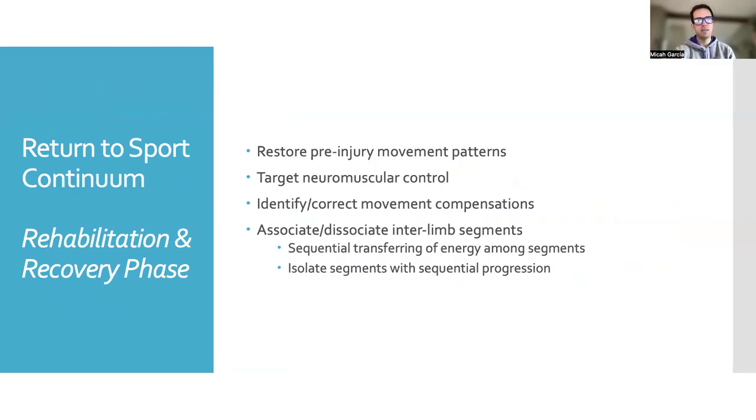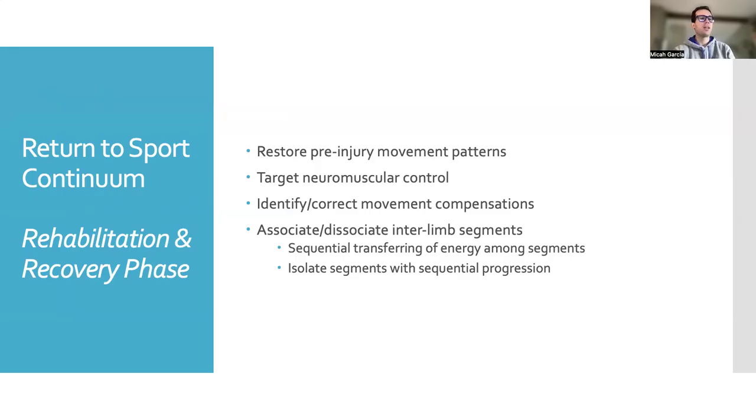And part of this is going to be important to identify or correct any type of movement compensations. There also needs to be this association and disassociation within the different limb segments. So being able to sequentially transfer energy among the segments, but also being able to isolate those segments, within the sequential progression, might be needed to help rebuild that segment itself.